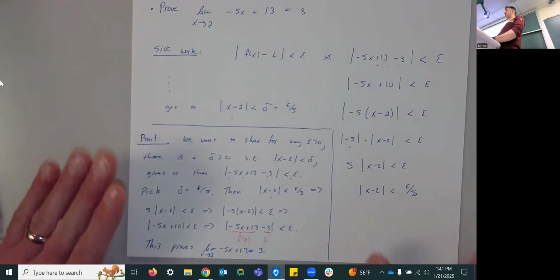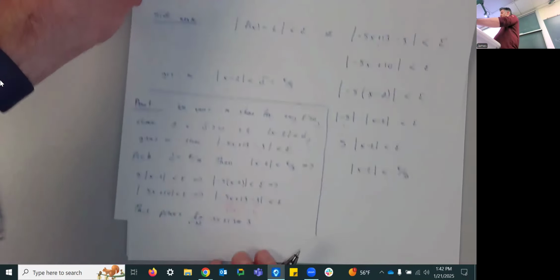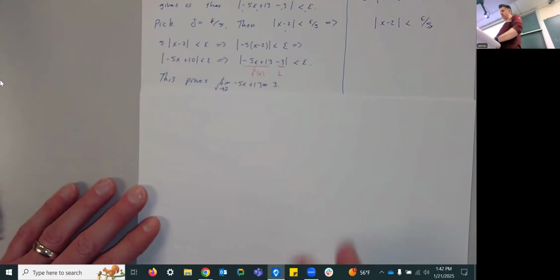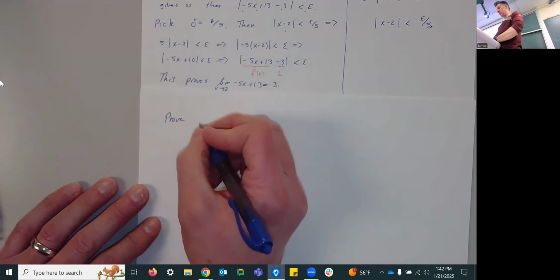Well, let me show you the other one. I'll try to go a little bit slower and say more, and write less. So let's look at the following example. We're really going to do it this time.